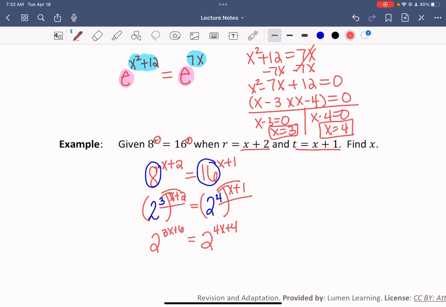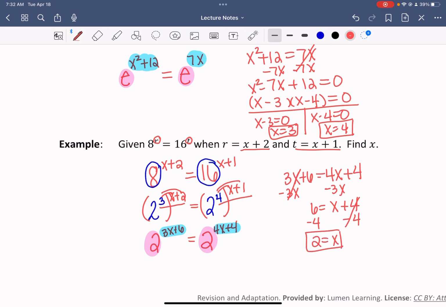And now through a couple of steps, I can see that because I have the same bases, with some work on my part, I can set these exponents equal. So I could say 3x plus 6 is equal to 4x plus 4. Subtract 3x, just solving for x here. That gives me x plus 4. And then subtract 4. So it gives me 2 equal to x.